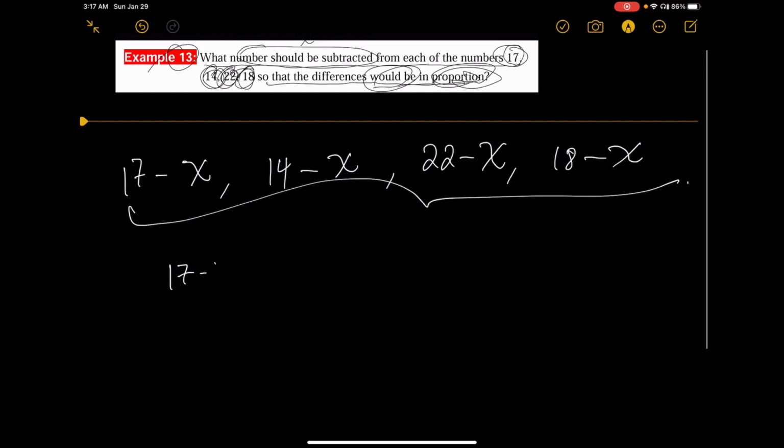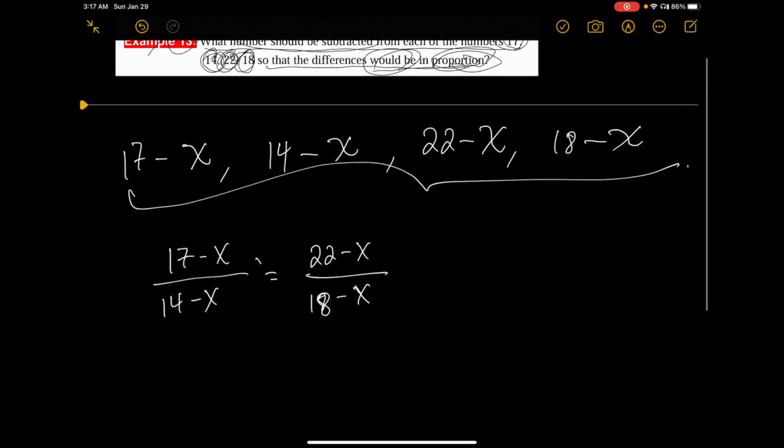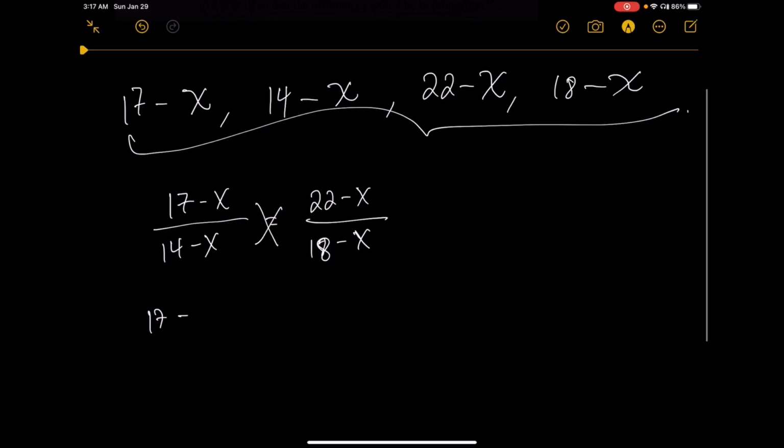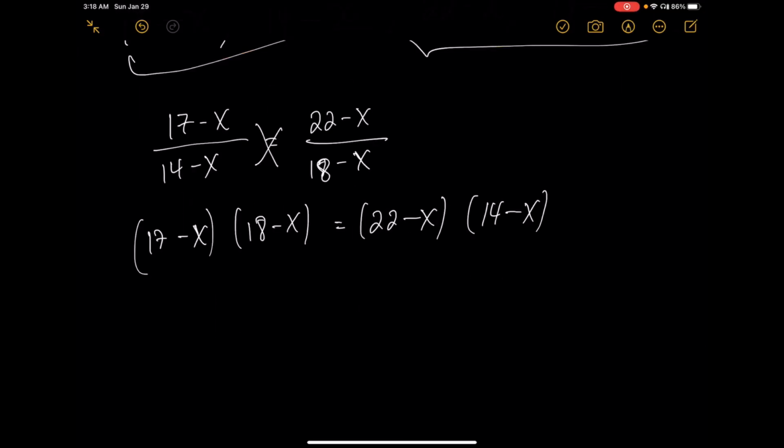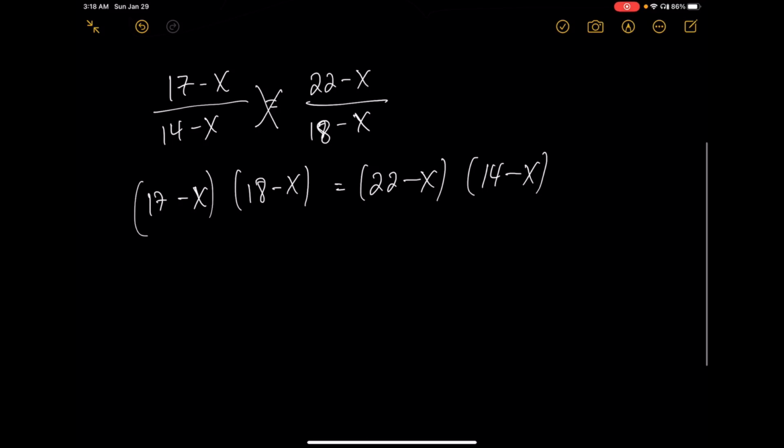17 minus x over 14 minus x is equal to 22 minus x over 18 minus x. Then we cross-multiply: 17 minus x times 18 minus x is equal to 22 minus x times 14 minus x.